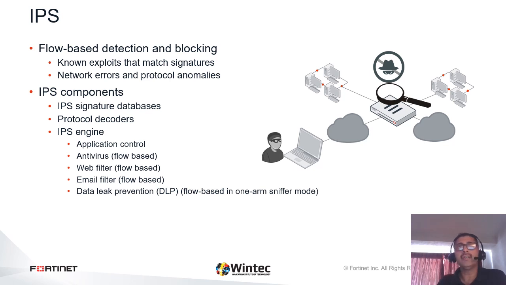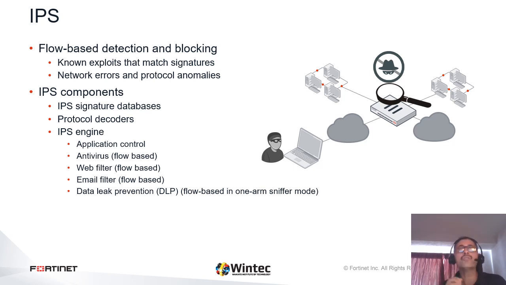IPS on FortiGate uses signature databases to detect known attacks. Now, if there's an attack, it will most likely be in the database of FortiGate, and FortiGate is going to use that database to detect incoming traffic. Now, protocol detectors or protocol decoders can also detect network traffic and protocol anomalies. Now, the IPS engine is responsible for most of the features shown in the lab. This is IPS and protocol decoders.